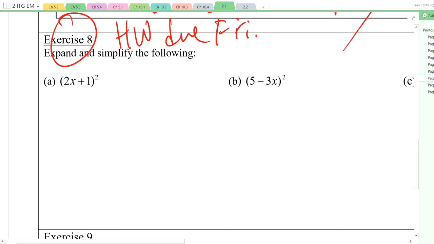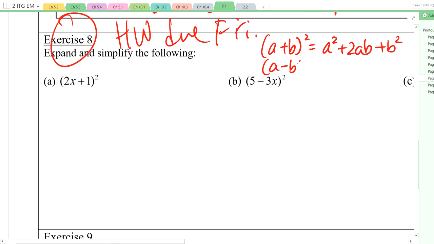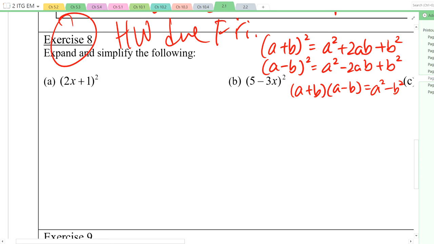So because I have memorized that a plus b square equals a square, have you memorized? Oh, then what is the next one? A square plus 2ab, then plus b square. Okay, very good. What about a minus b square? Okay, very good. And the last one, we've got a plus b times a minus b. What does this give us? A square minus b square. Okay, very good. And I'll show you now how I can write down the answer immediately.